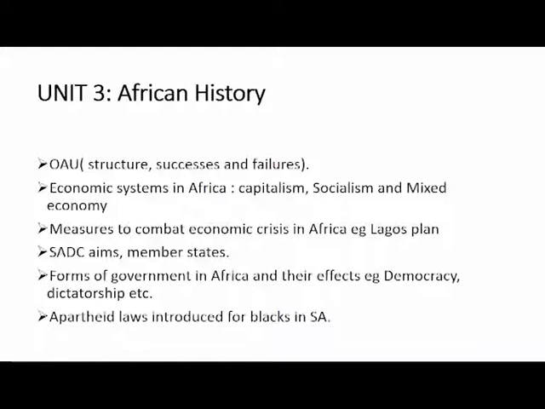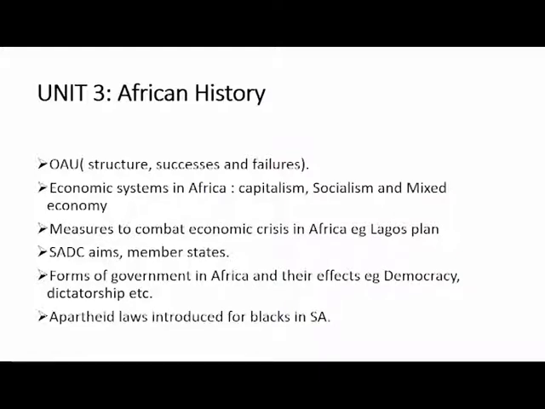Some countries like Zaire, we had a dictator, Mobutu Sese Seko. That was before they moved towards democracy. So one of the forms of government in Africa is dictatorship. Now, what are the effects of this? Those are just examples that I've given you. You have all the notes in your study guides. How do democracy, dictatorship, you can name them, etc., affect the African people?